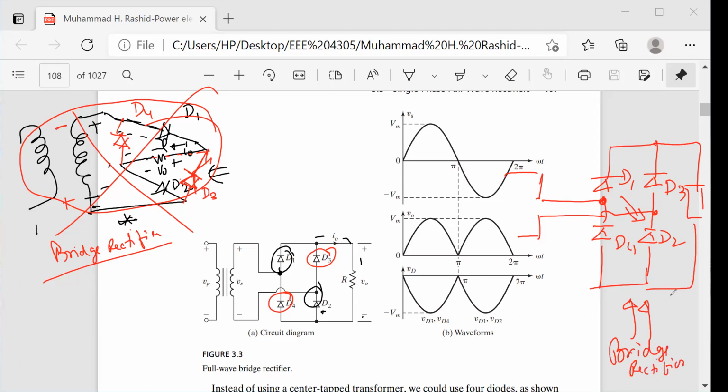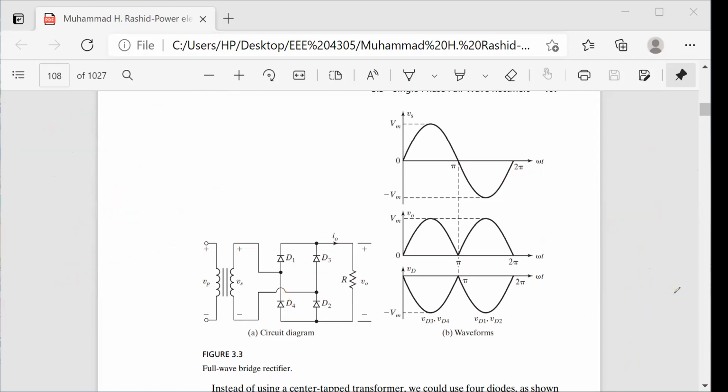Which one is this one? What type of rectifier? Bridge rectifier. Okay, now let us discuss the wave shape, how it works.